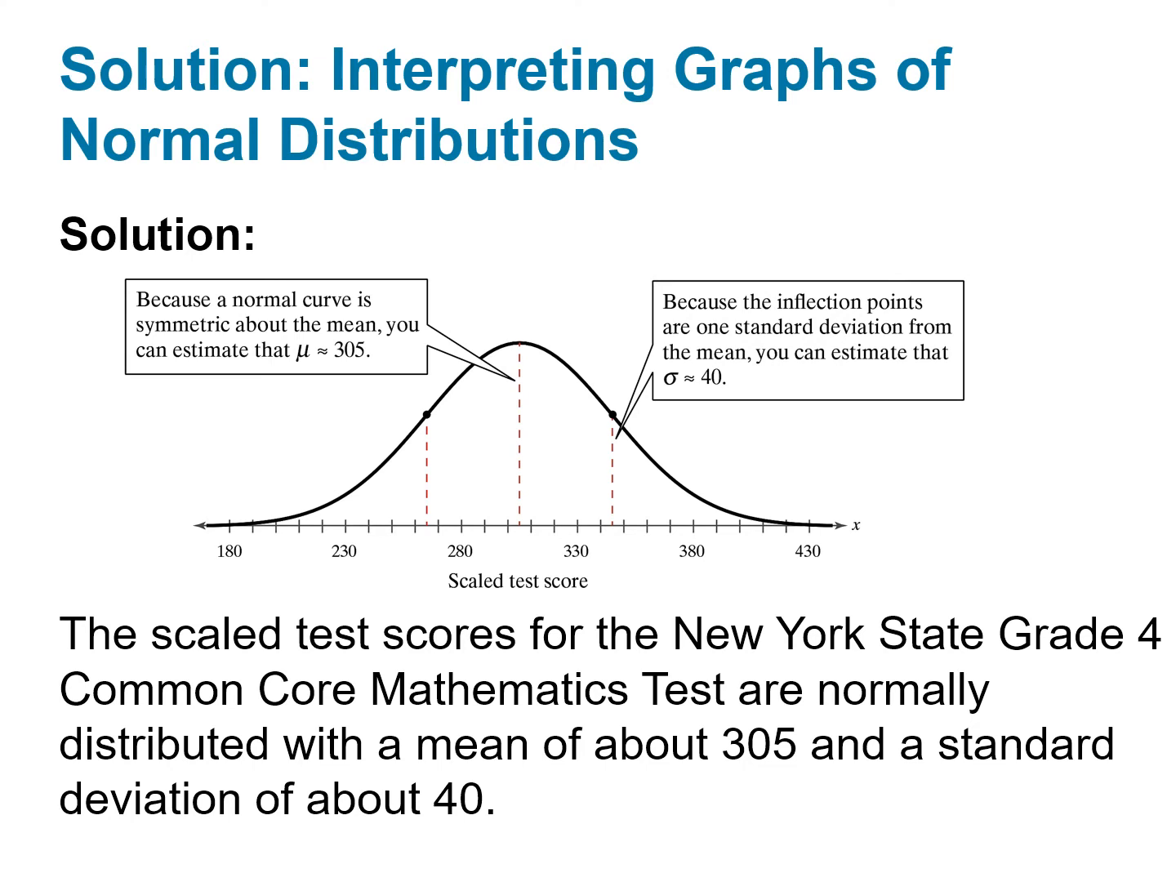Then if we go in each direction to where it starts to change direction, you can see our 2 inflection points. Okay, so if we mark those 2 inflection points and measure how far that is from the mean, each one is about 40 from the mean. So our standard deviation would be about 40, because those inflection points are 1 standard deviation away from the mean.